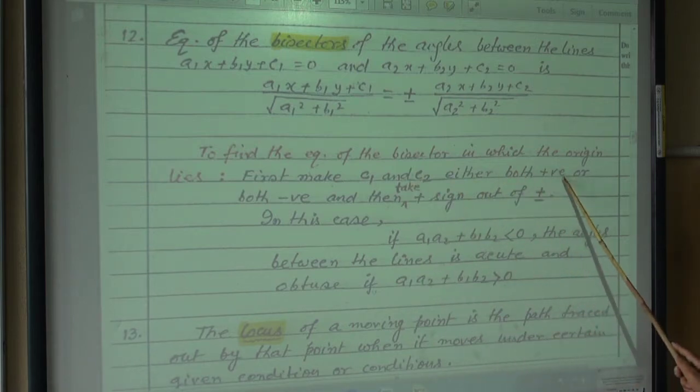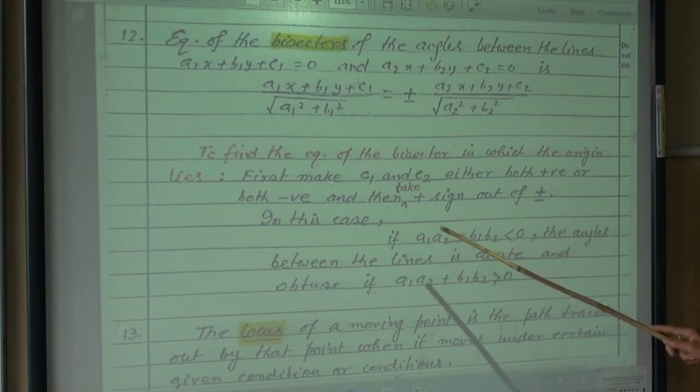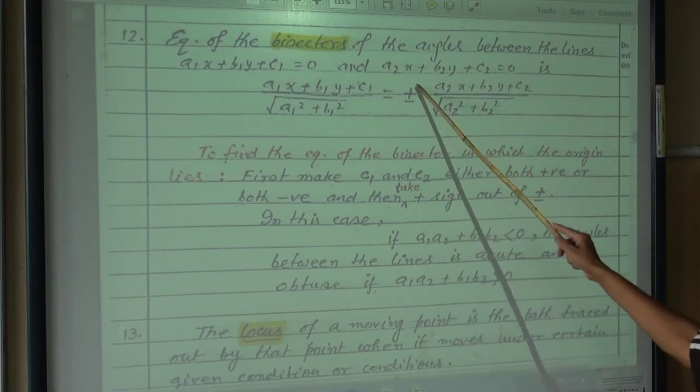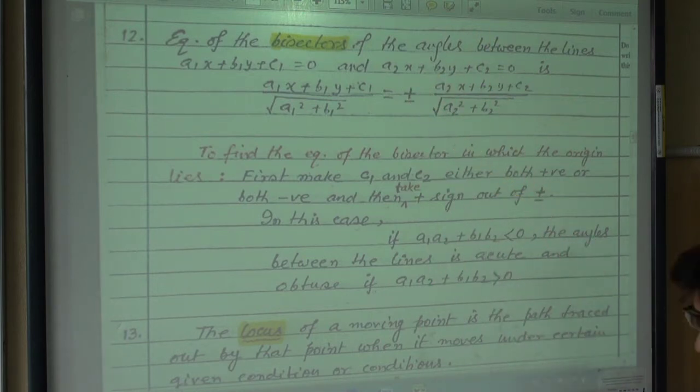Either both positive you make or both negative you make, and then take the plus sign out of the plus-minus sign. Instead of plus-minus, you take the plus sign only, and you will get the corresponding one.